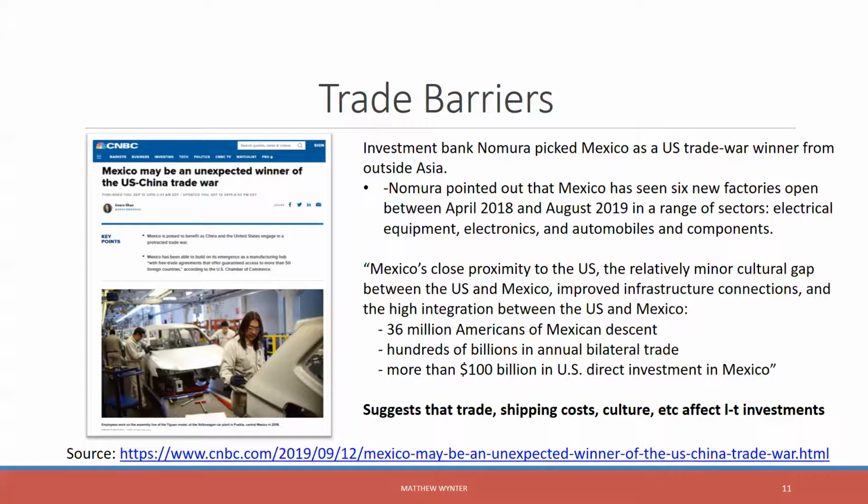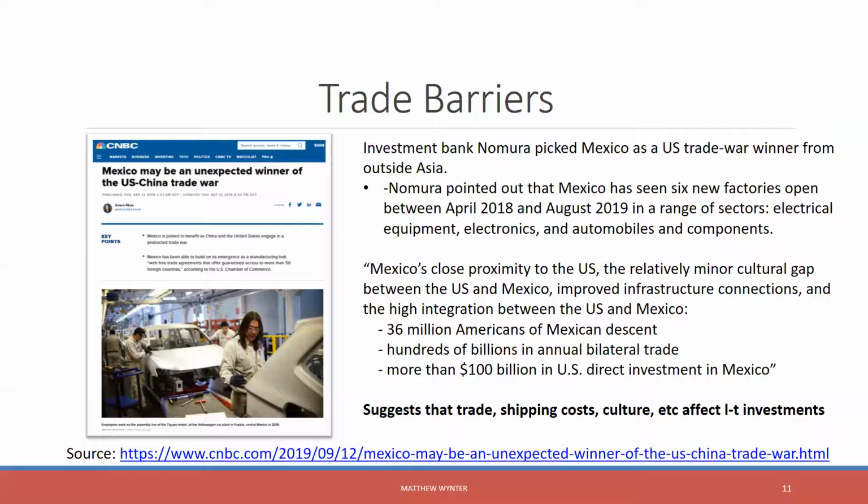For example, Mexico. Very recently, we've had a large trade war between the US and China that has caused all sorts of disruptions to global supply and to business as usual. An investment bank, Nomura, picked Mexico as the US trade war winner from outside of Asia.